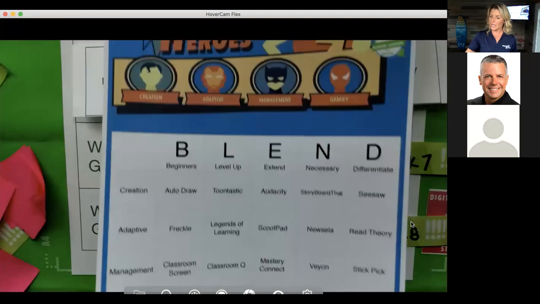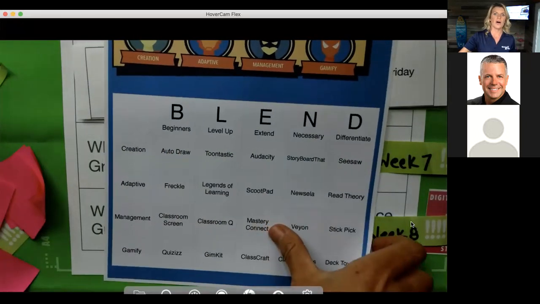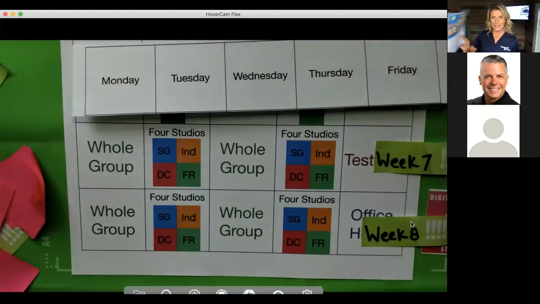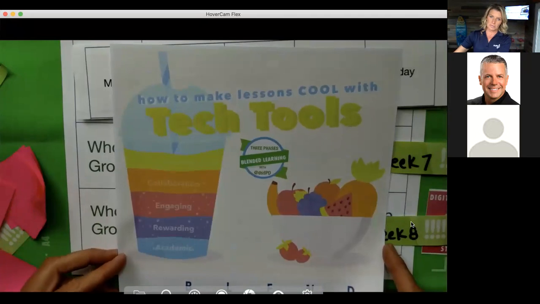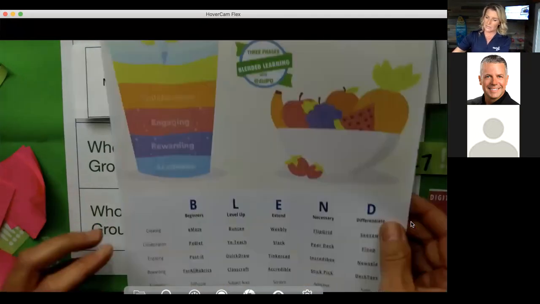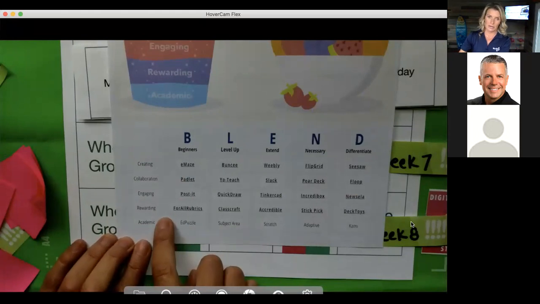And not only do you get this, but then you also get access to videos, and you get access to all the great things that go along with learning about tech tools. And we also did one for high school. It's how to make cool lessons with tech tools. If you look at it, it says creating, collaborating, engaging, rewarding. How can you reward the students?